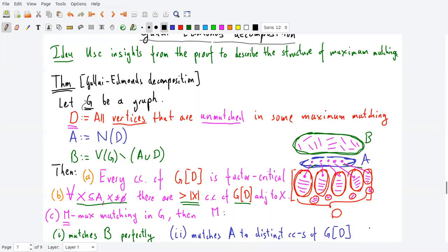So essentially, this tells you that maximum matchings behave like this: you can choose a maximum matching by choosing what happens on B, choosing how A is matched to the connected components, and then choosing within each connected component of D how you fill it up using factor criticality. And this three-stage process achieves every possible maximum matching in a graph. Okay, I see. Thanks.